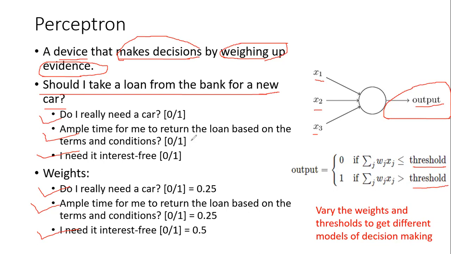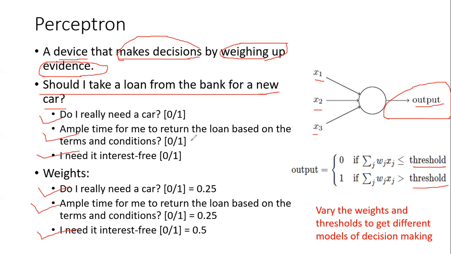So in this case, you just see that the perceptron is allowing you to simulate your human decision-making by weighing up evidence based on your own preferences. So everyone has his own weights. If I give you data, so for example, you might say interest-free for me is 30%. I really need a car, that is 50%. And the second one is 20%. Maybe that's someone else's weights. So you can imagine the different possible scenarios that can happen with a simple perceptron.